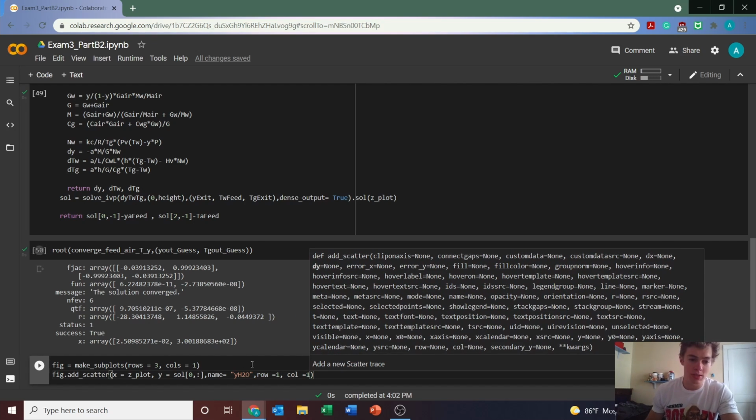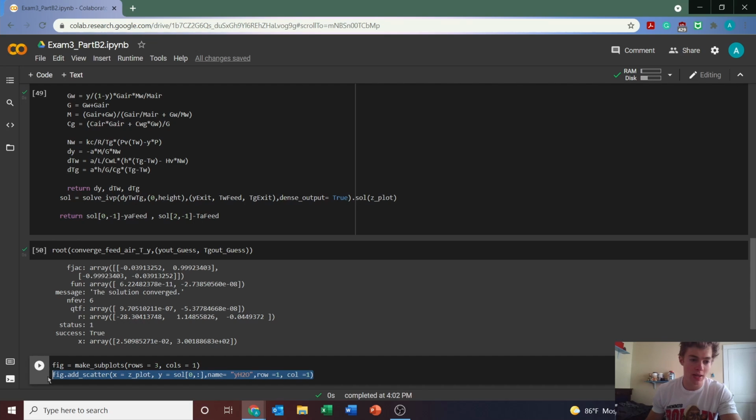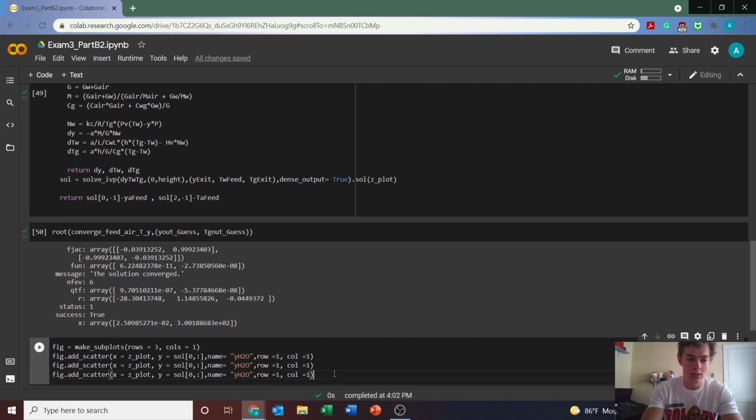And what we can do to simplify matters, instead of having to type out the entire thing over and over again, I can copy and then paste it 2 more times in order to get the other values we're looking for. So all we have to do is change the row to 2, and then this row to 3, and then when we rename this, this is our temperature of our water, or no, temperature of our gas. And this one's going to be the temperature of our water.